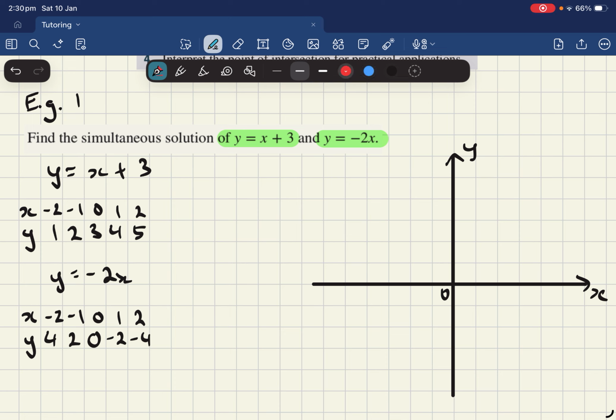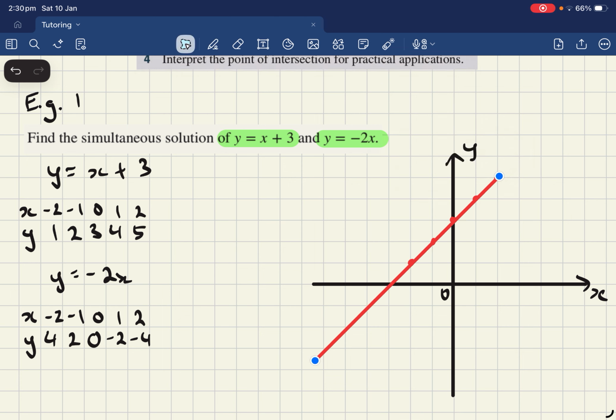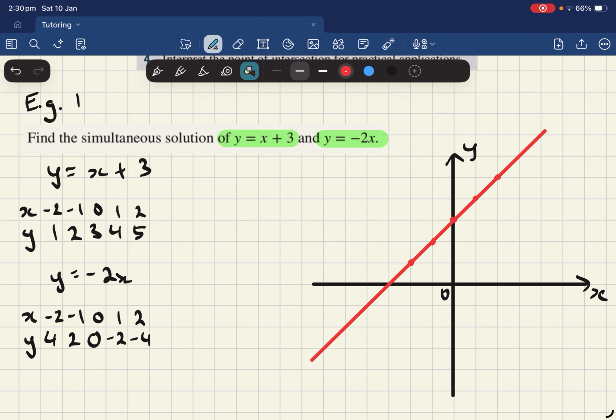So I'll do the top one in red. When x is negative 2, y is 1. When x is negative 1, y is 2. When x is 0, y is 3. And so on, so forth. So we are going to connect up these, and we're just going to extend the line in both directions. And then label. So this is our graph of y equals x plus 3.